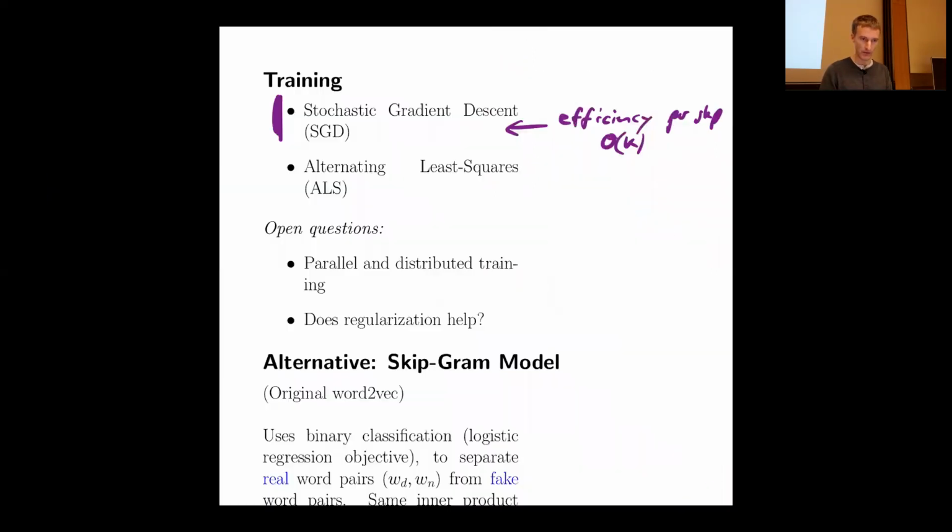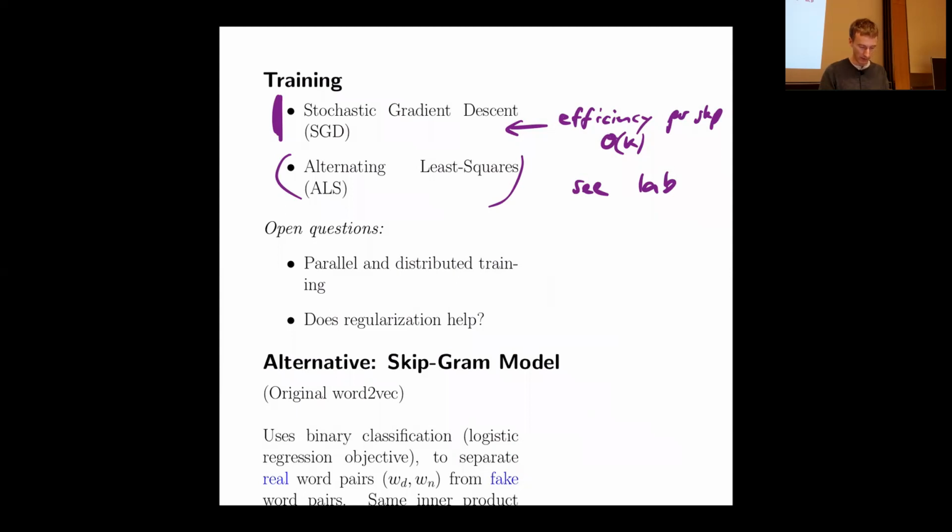Okay, so SGD is the answer, and that's also the lab of this week. We have a nice code template for you, very easy to do. It's also possible to do it with alternating least squares, same as in the recommender system, but I would not recommend this, and we don't do it in the lab.